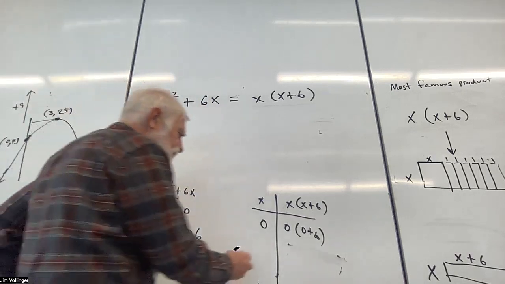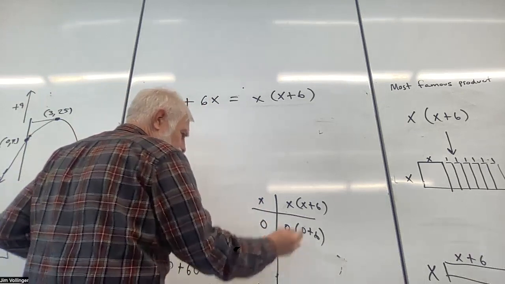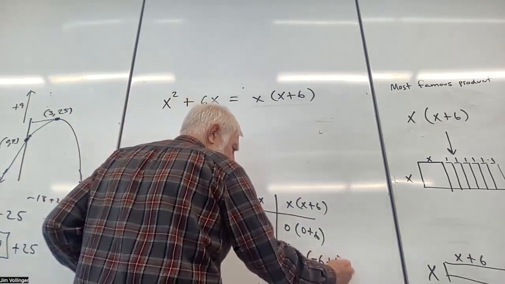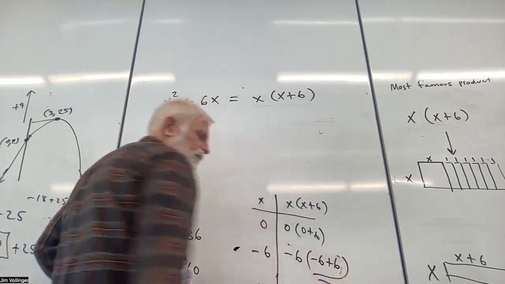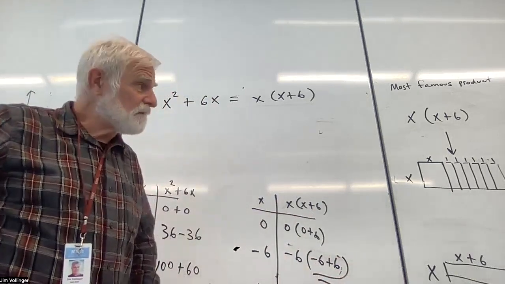Over here, let's put -6 in. -6 should be above that, but let's put it in there. So that's -6 times -6 plus 6. Well, I know what -6 plus 6 is. That's 0. And 0 times anything is 0.